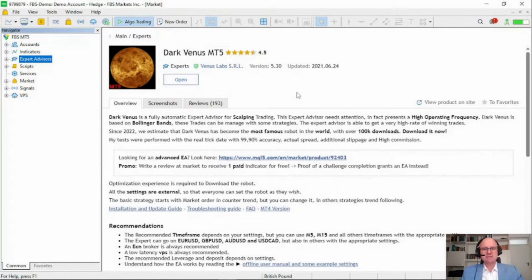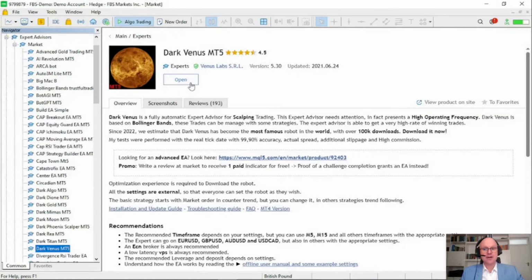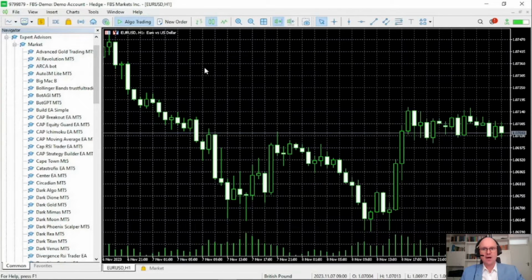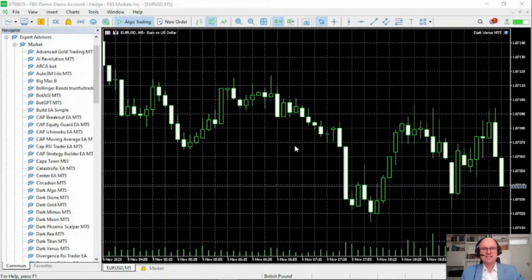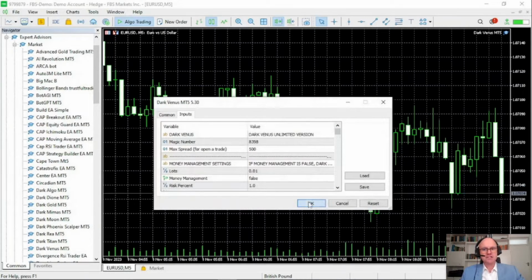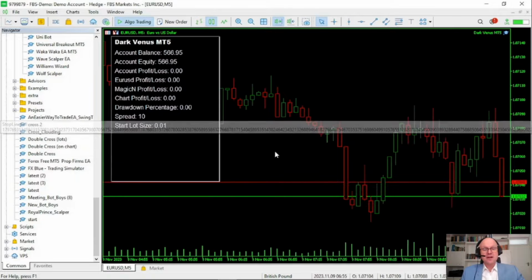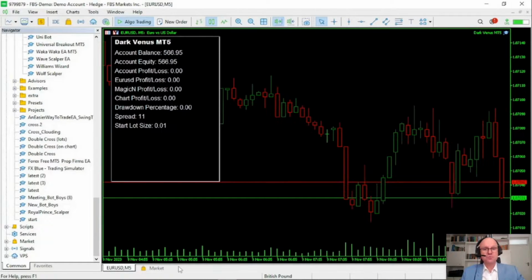Now, one of the biggest mistakes that I see, especially amongst new traders, is trading Dark Venus with the default settings. They see the expert advisor with its 4.5-star rating and over 100,000 downloads, and they expect you can use it directly on the default settings on the 5-minute or 1-minute time frames. What they do is simply load the Euro USD on the 5-minute time frame and attach the bot as is. Now, there are a couple of problems when doing this, so let's take a look at these.